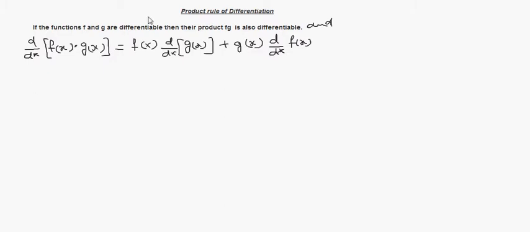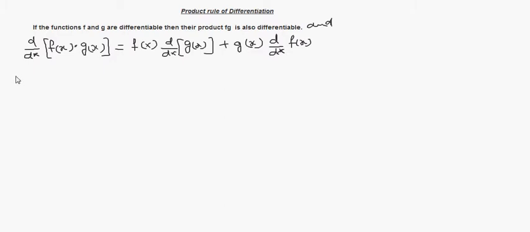If the functions f and g are differentiable, then their product f times g is also differentiable, and the derivative of the product of the functions f of x times g of x is equal to the first function f of x times the derivative of the second function, plus the second function g of x times the derivative of the first function.